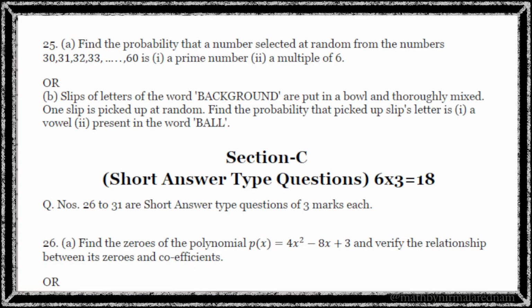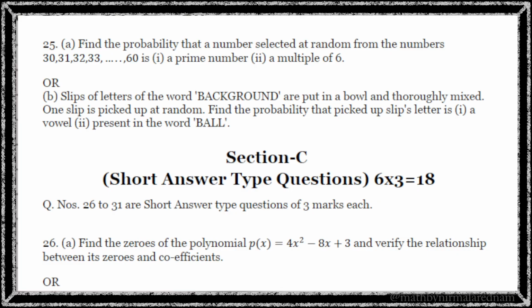There is internal choice in this. So let's look at the B question, B bit. Slips of letters of the word are put in a bowl. The word is background and thoroughly mixed. One slip is picked up at random. Find the probability that picked up slips letter is, first case I have to find the probability that it's a vowel. In the second case I have to find the probability that the slip that you have picked up, that letter is present in the word ball.